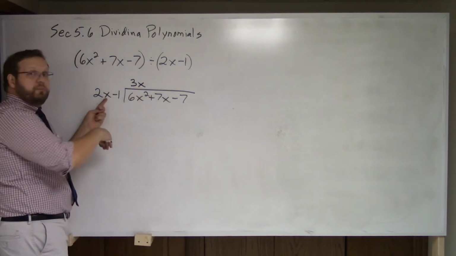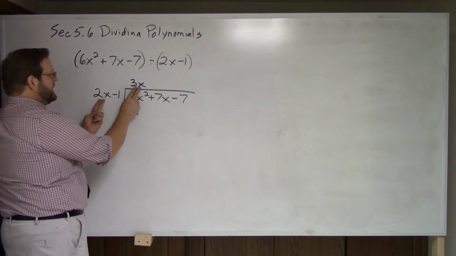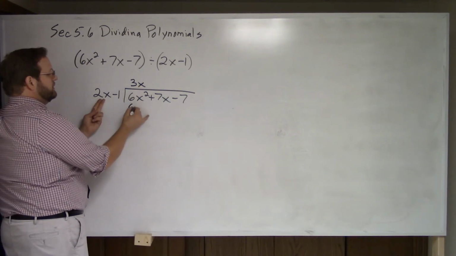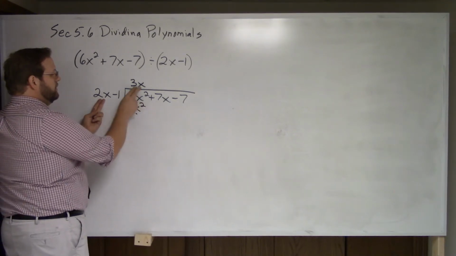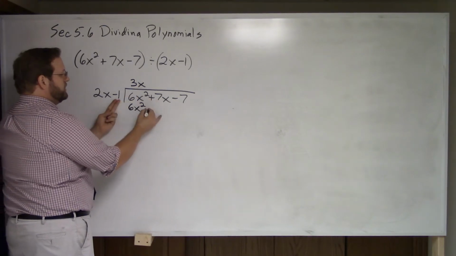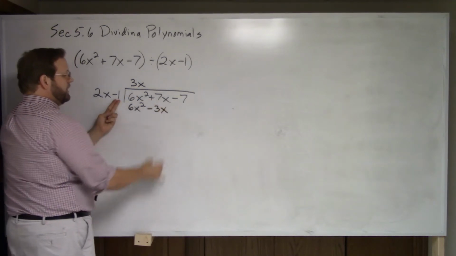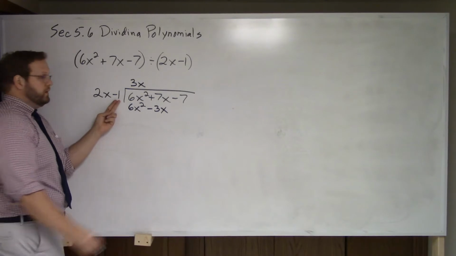Now I distribute that 3x. 3x times 2x is 6x squared. 3x times negative 1 is negative 3x. Now watch me here.